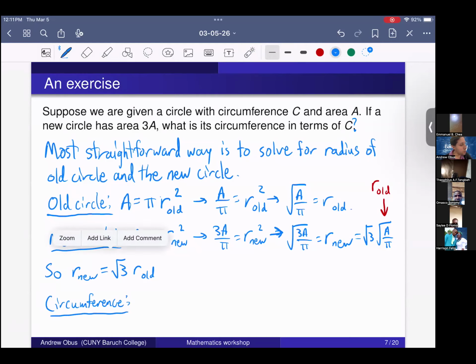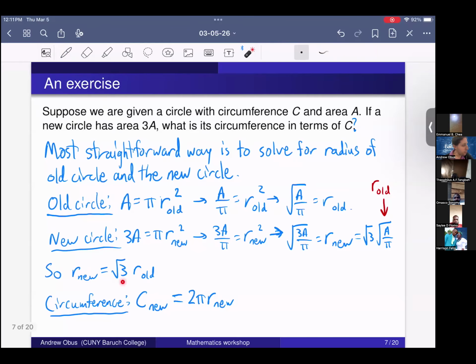Well, what is the new circumference? I'll call it C sub new. Well, by the circumference formula, this is equal to 2 pi times the new radius. But we know that the new radius is equal to square root of 3 times the old radius. So that's 2 times pi times square root of 3 times the old radius. And well, C is the old circumference. C is equal to 2 pi times the old radius. This is C, that's the old circumference. So this is going to give us square root of 3 times the old circumference.